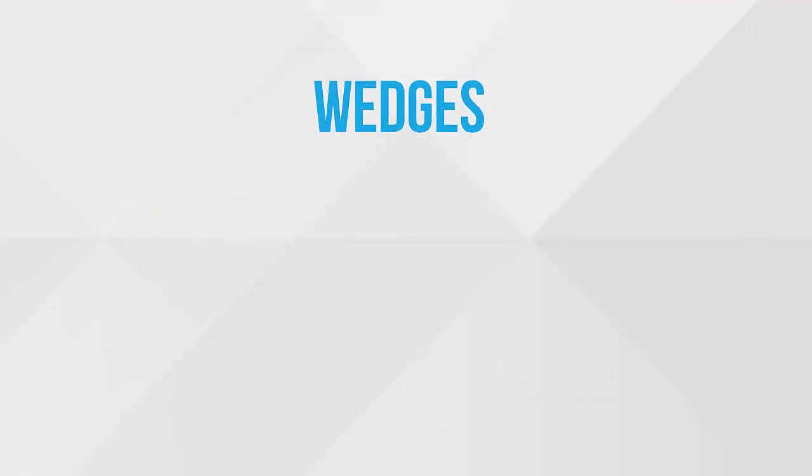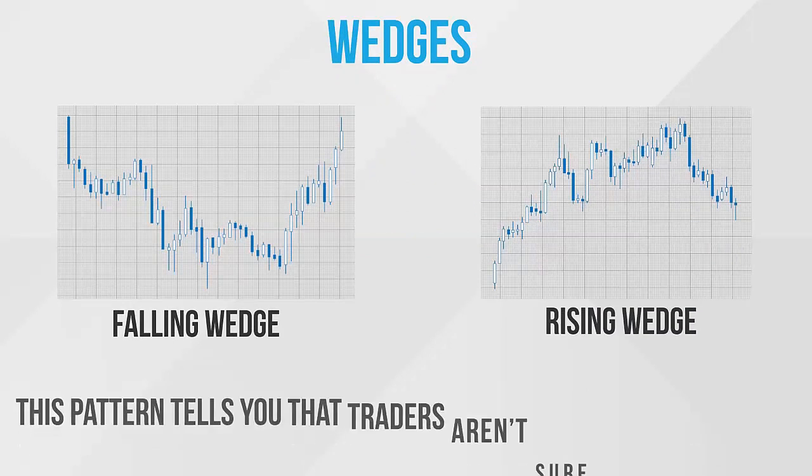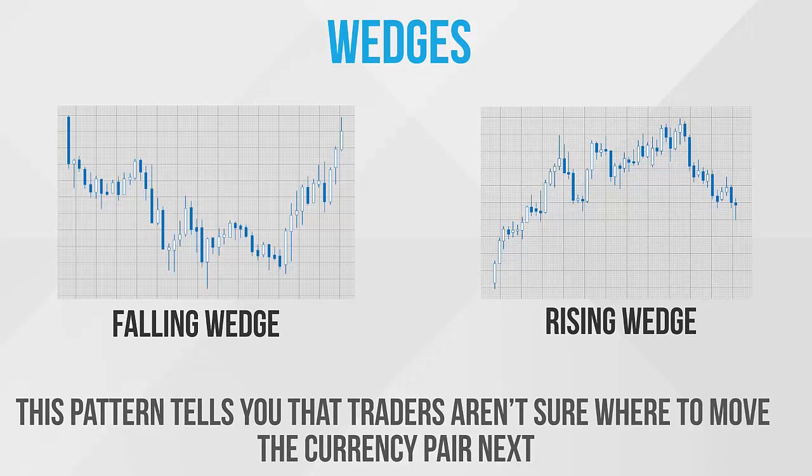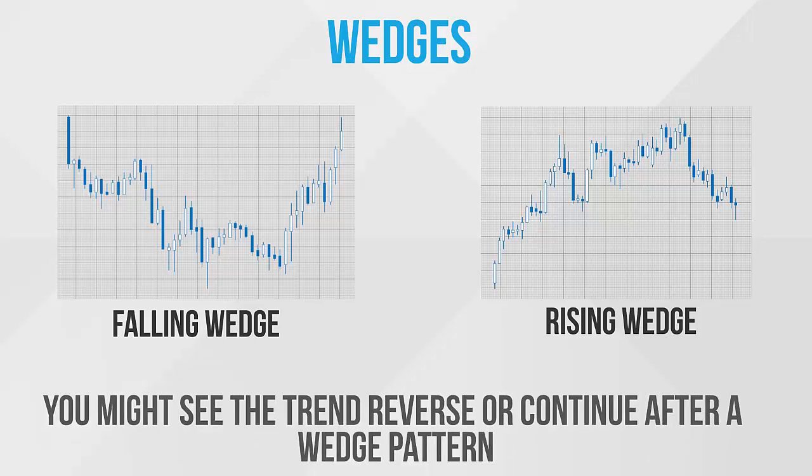Wedges. There are 2 types of wedges that indicate a pause in a current trend. This pattern tells you that traders aren't sure where to move the currency pair next. You might see the trend reverse or continue after a wedge pattern.